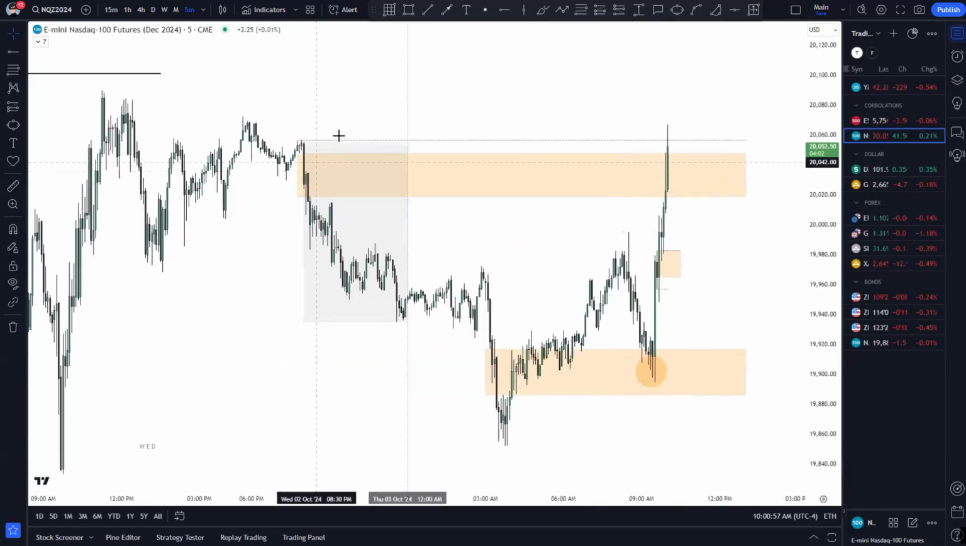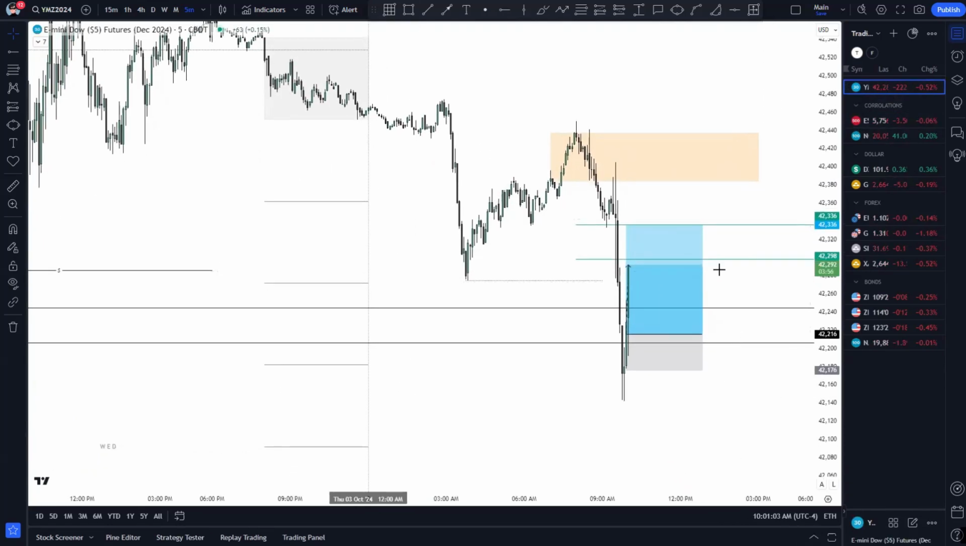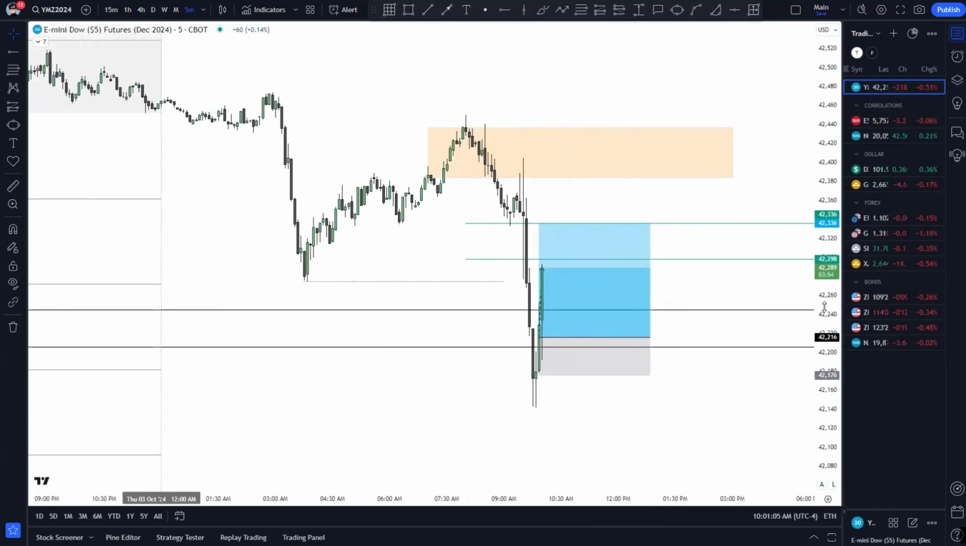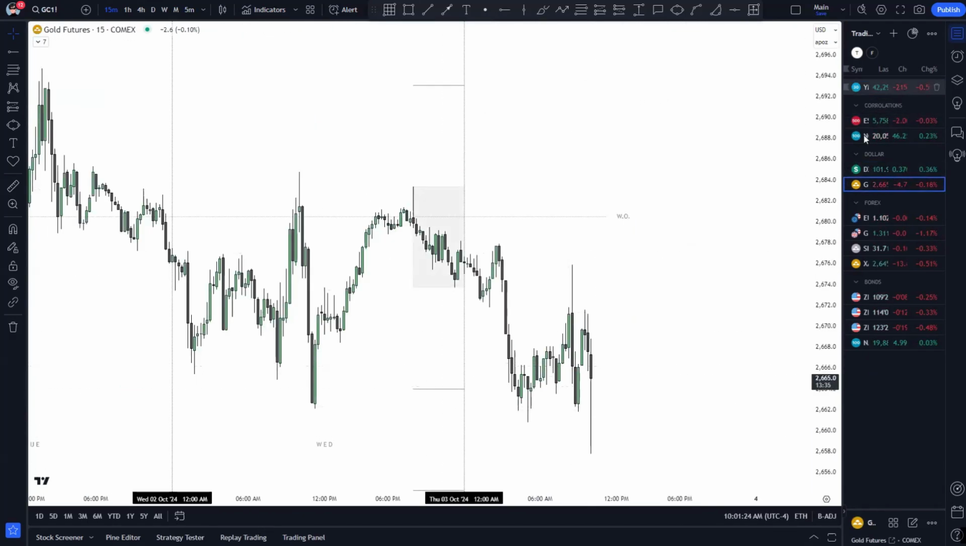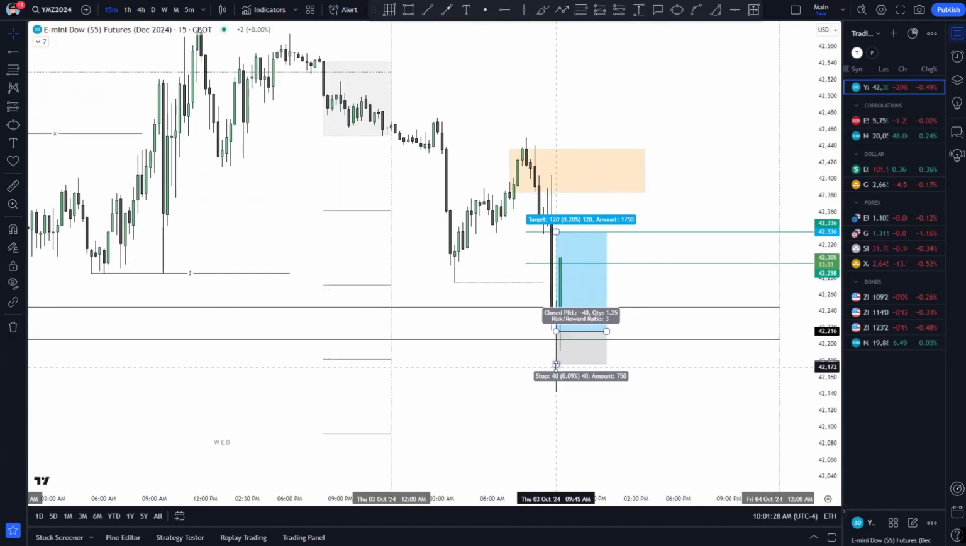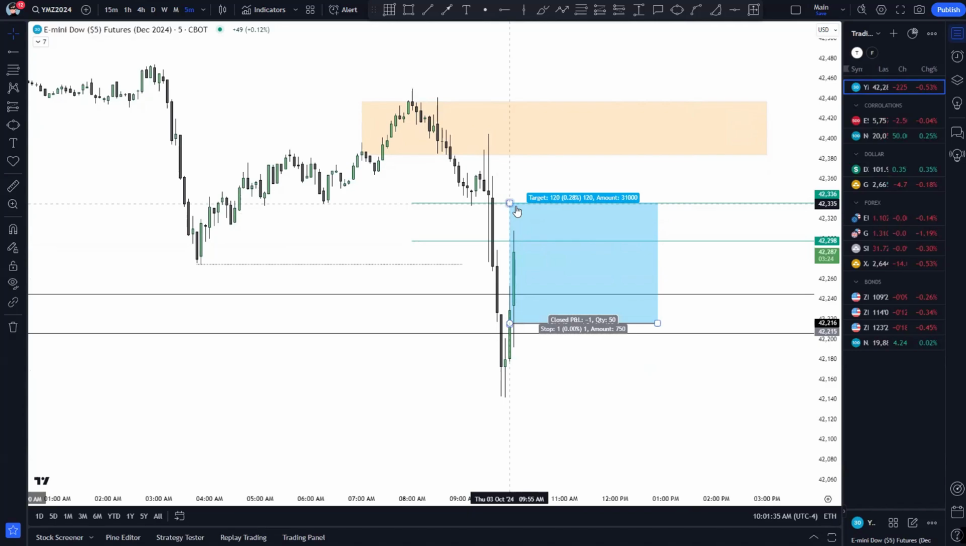Nasdaq broke back above those Asia highs. S&P reaching back above this high. Dow Jones about to hit that 2-to-1 R target. Just hit that 2-to-1 R target. Let's put our stop loss back at break even. Let's see if we can continue higher for that 3-to-1 R.